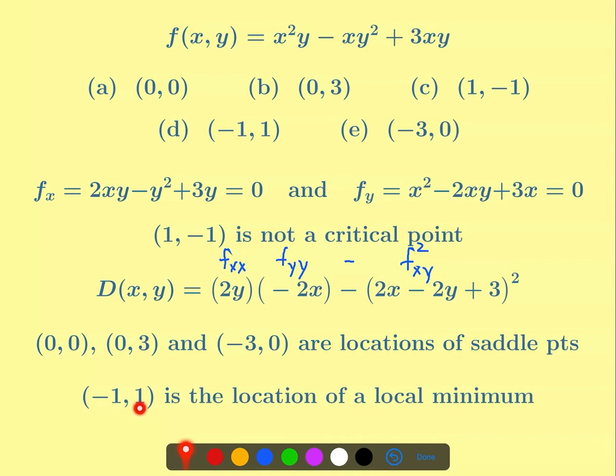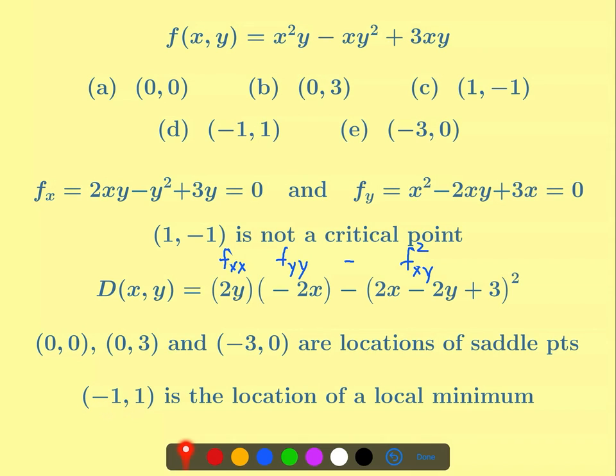Finally, we check minus 1, 1, so that's our choice for D here, and we see that this is 2, this is 2. Then we're subtracting, so we have minus 1 here, so this will be minus 2, this will be minus 2, this is minus 4 plus 3, so this becomes a minus 1 squared, or just 1. So we're going to end up with 4 minus 1, which is 3, and so D is going to be positive at minus 1, 1.